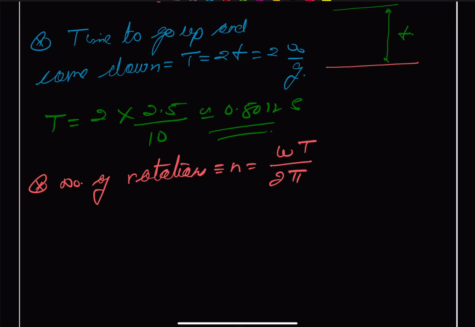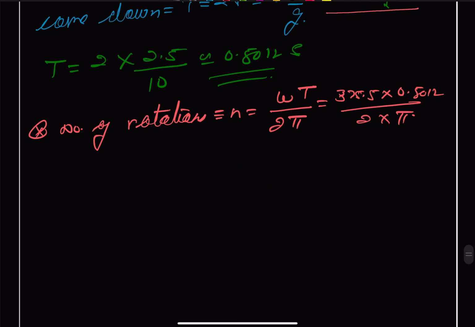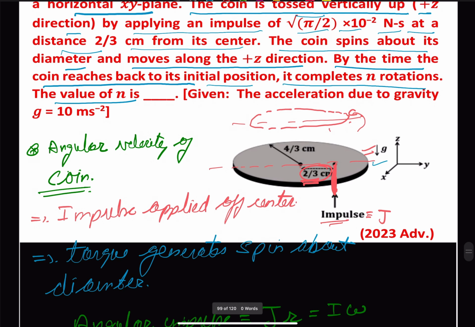Okay, so omega we found out is 375.5 into 0.5012 divided by 2 multiplied by pi. So from here we get this value of n approximately equal to 30. So the value of n is 30.